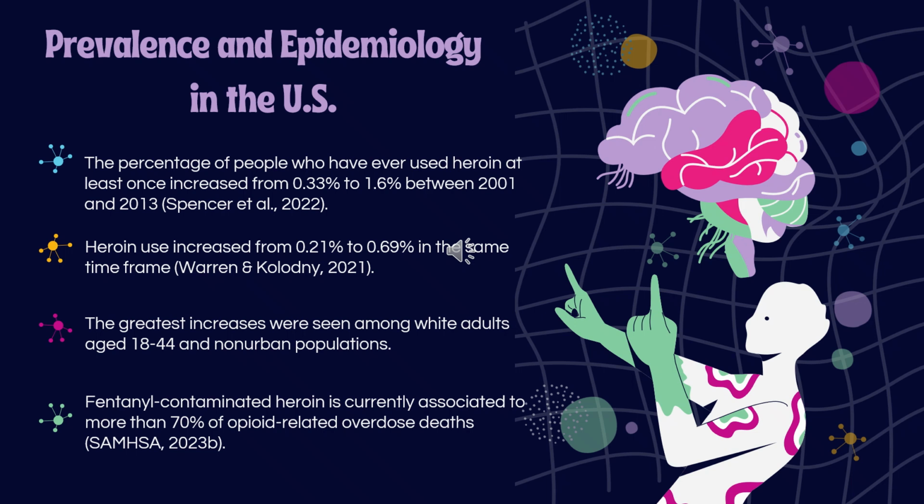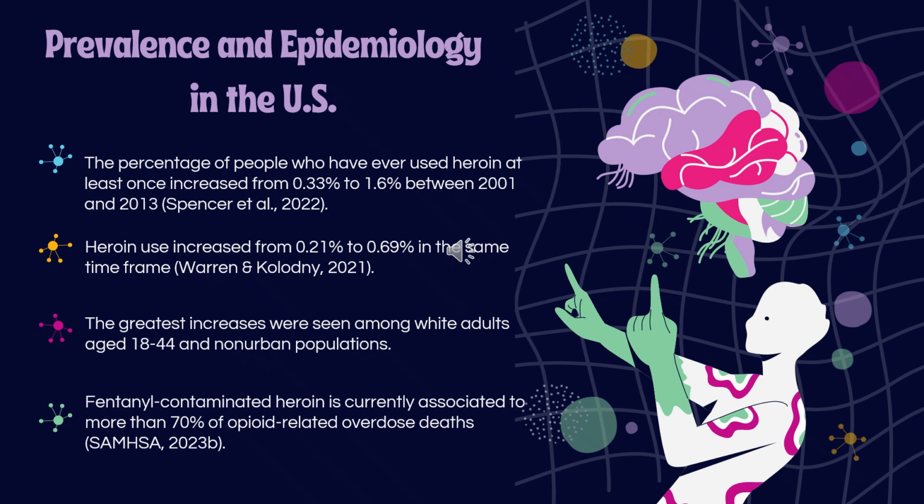Heroin use in the United States has changed over the past 2 decades. According to national survey data, the percentage of people who have ever used heroin in their lifetime rose from about 0.33% to 1.6% between 2001 and 2013. During that same time period, the rate of heroin abuse increased from 0.21 to 0.69%. The largest increases have occurred among white adults aged 18 to 44, particularly in non-urban areas.